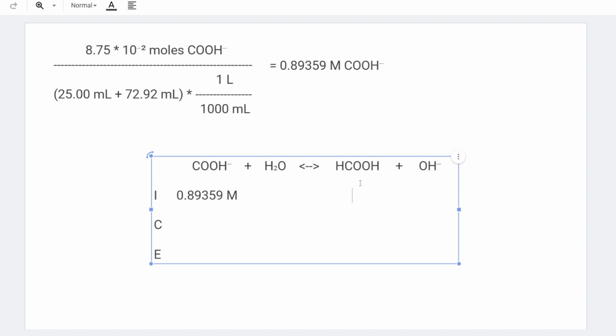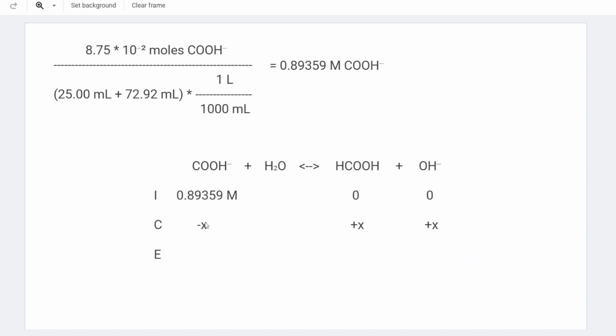Now, for formic acid, at the initial stage of the reaction, or the I in ICE table, we're going to have 0 because the reaction has a starting date. We'll have the same for hydroxide. The products are always 0 at the initial stage of the reaction because we haven't created anything. Now, for the C, or the change row of the ICE table, we know that some amount of conjugate base is going to get consumed. So we're going to subtract X since we don't know that number yet. And we also know that some amount of formic acid is going to be created. So we're going to add X for both formic acid and hydroxide.